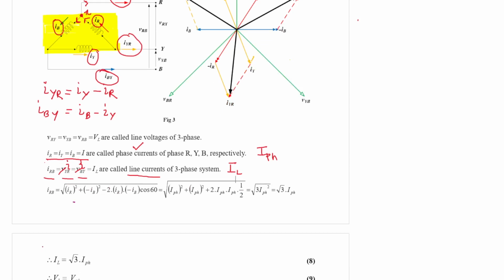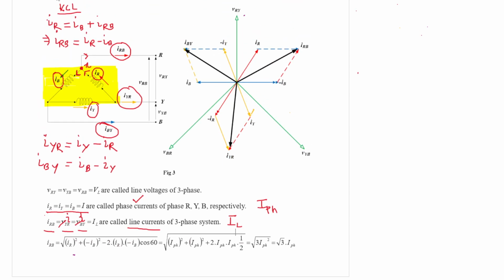From these three equations, this is 1, this is 2, this is 3, we can understand one thing clearly: in case of a delta circuit, line current and phase current are not equal, unlike what we observed in case of a star network. So line current must be different from phase current in a delta network.